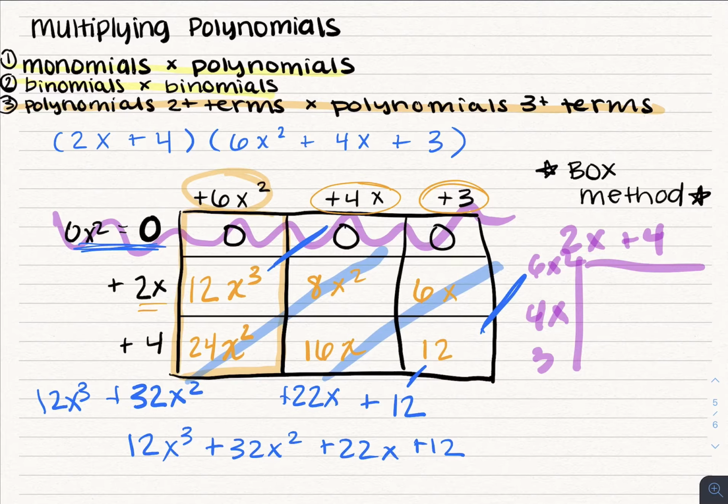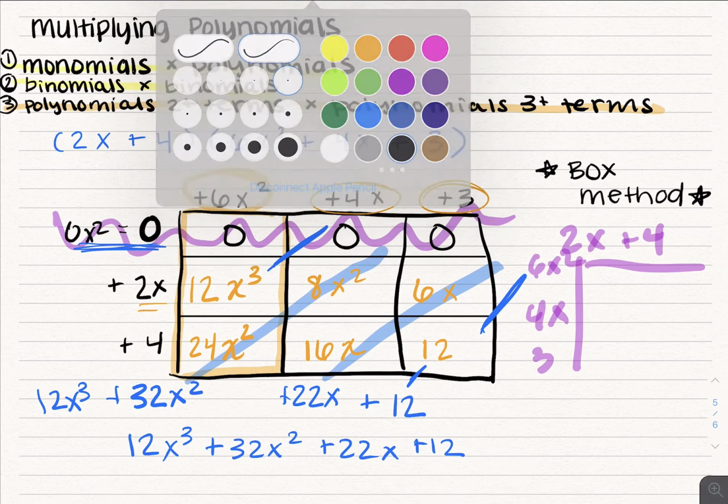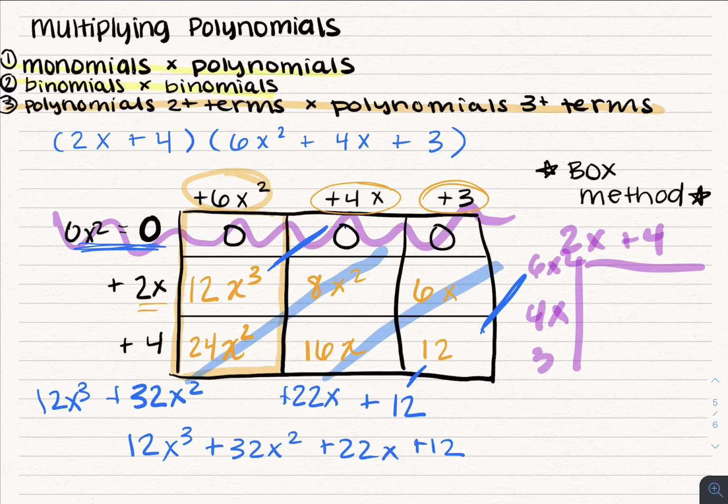And then the second method, so that was the box method. The second method is still just the distributive property. So we've only ever looked at the distributive property with one term times a bunch of other terms. But you can also do the distributive property with multiple terms. And actually, when we looked at binomials times binomials, we had a little glimpse into that. It's just we had an easy way to organize it with FOIL.